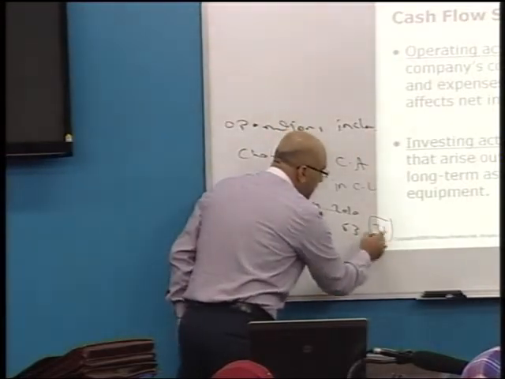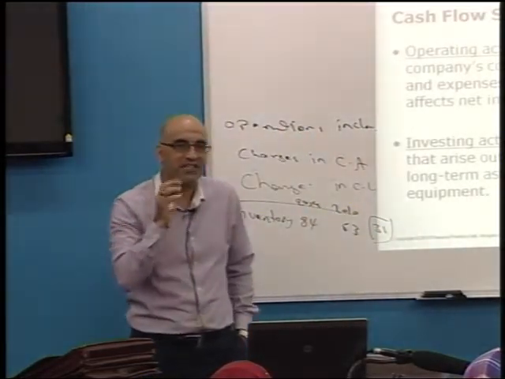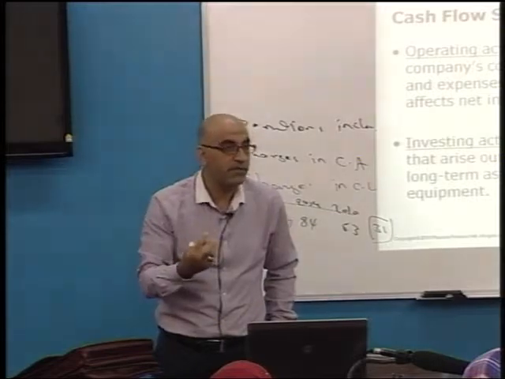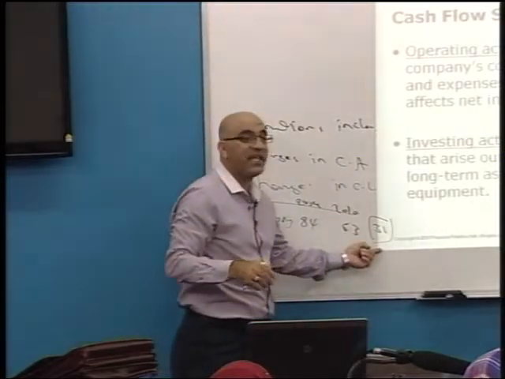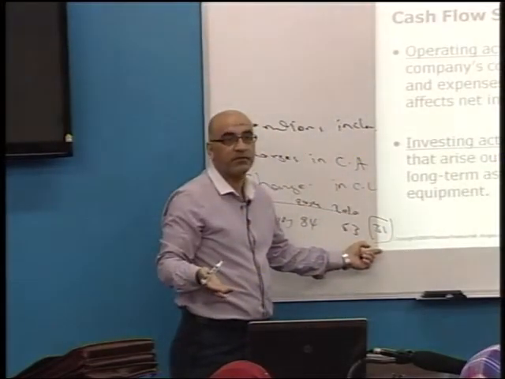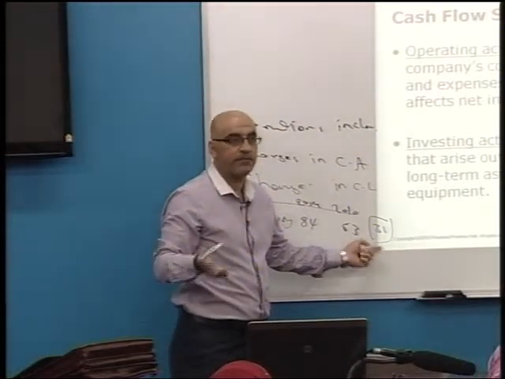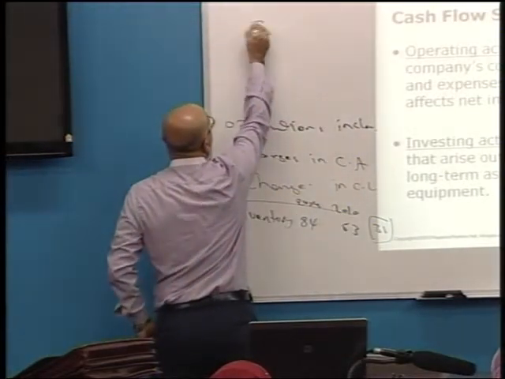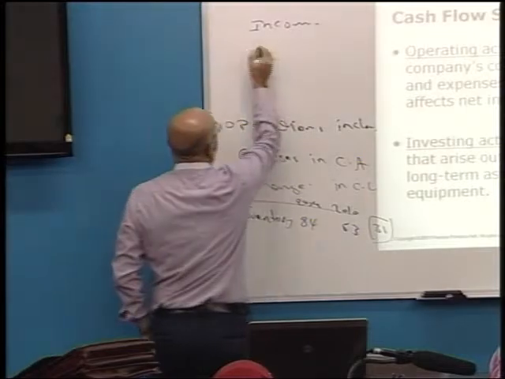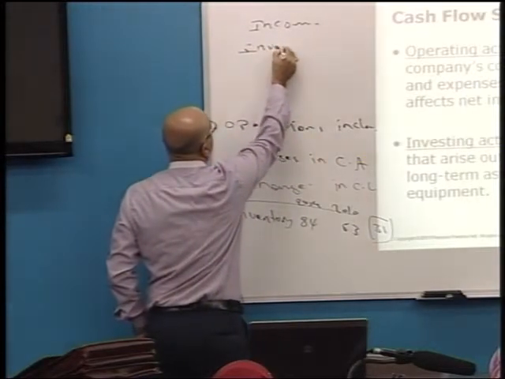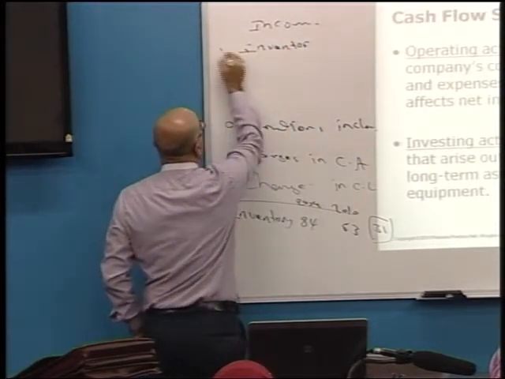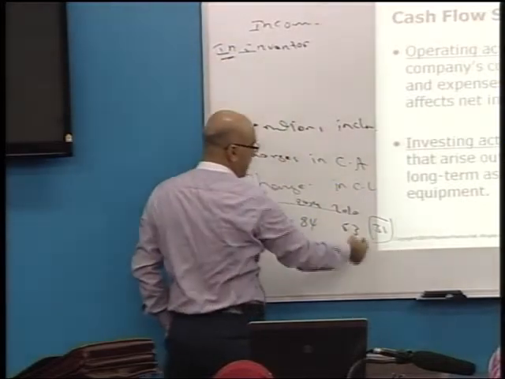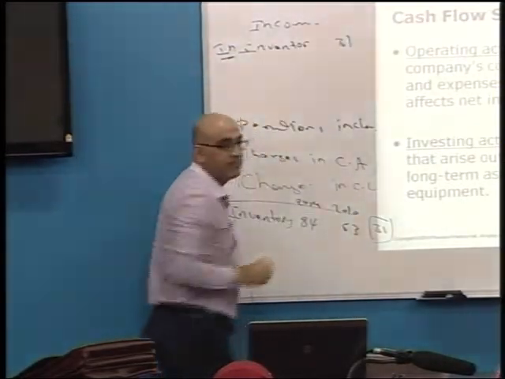31. Now, think on the 31. Just understand the main rule. 31. Is this increase the cash or decrease the cash? Increase. This is a source. Okay, so then here is the income. Then write inventory. Increase in inventory by 31.